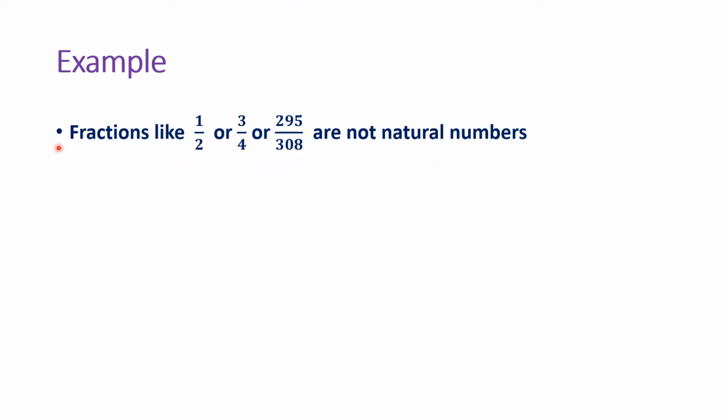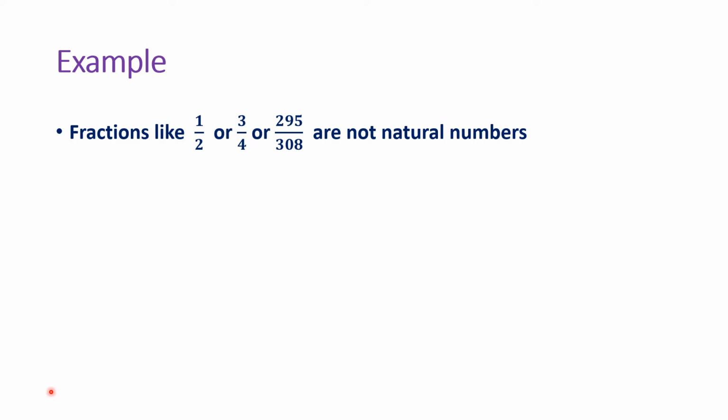Then there are some examples which are not natural numbers. We know 1, 2, 3, 4, 5, 6, 7, 8 all are natural numbers. But which are not the natural numbers? Fractions we have, isn't it? Half, 3/4, or 295 by 308. So if there are any fractions, we cannot put them in natural numbers. So these are not natural numbers.